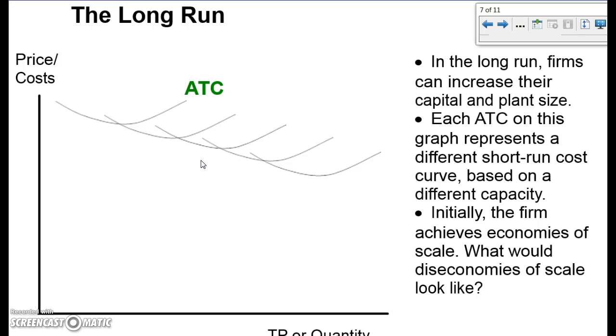So breakdowns in communication, too many department chairs. It gets very difficult to communicate within a firm of greater than 150 people. So duplication of effort, right? Things get lost, big bureaucracies.